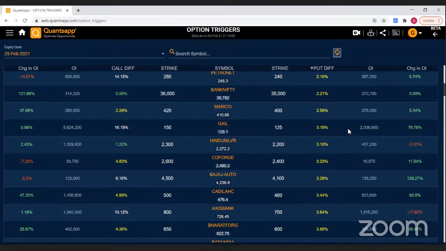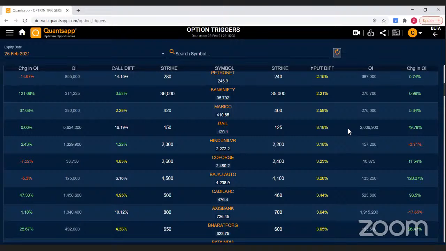Whether it could be by making your custom strategies or looking into the open interest. That is a wonderful tool, other than looking into the option triggers, which gives a lot of significant insights into how the option writers are doing.